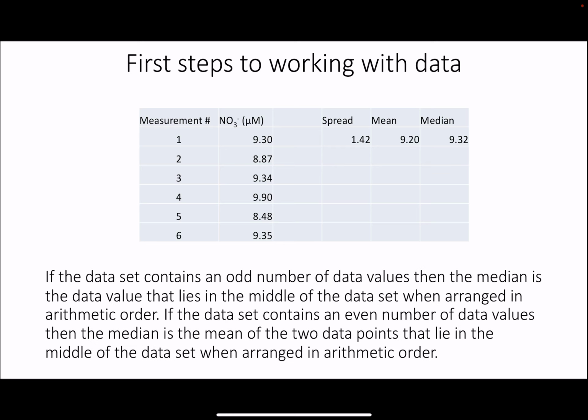And then the last is the median. So if you have an odd number of values, then the median is the one in the middle. If you have an even number of values, you take the average of the two in the middle. And sometimes with particularly large data sets, the median can be more useful, especially if you have an outlier included. So a really large number can bias the mean, but it's not going to bias the median.